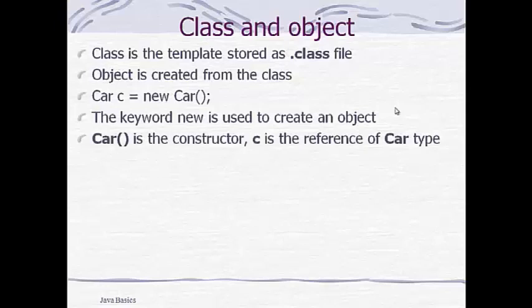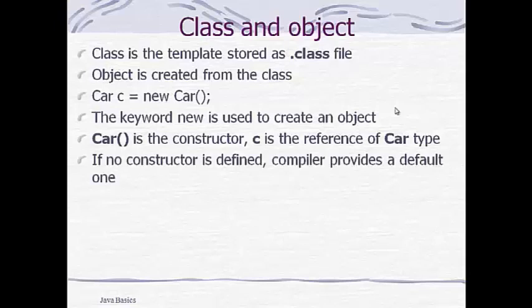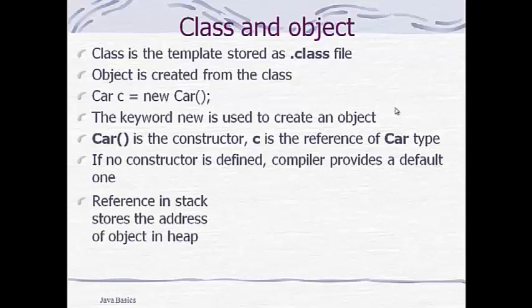Car with the parenthesis is the constructor. c is the reference of Car type. If no constructor is defined, the compiler provides a default one. Reference in stack stores the address of the object in heap.